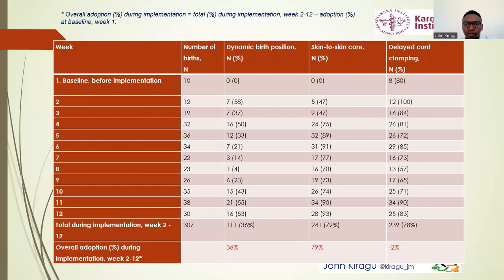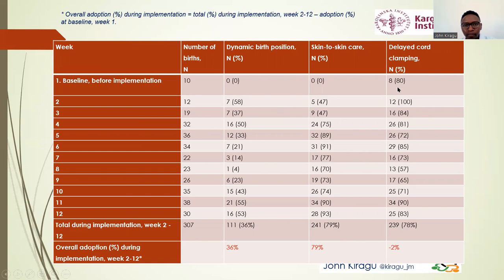The same results were presented in a tabular form, showing that the average adoption for dynamic birth positions was 6% and 79% for skin-to-skin care. With regard to delayed cord clamping, there was minimal adoption. In fact, there was no adoption from the baseline.